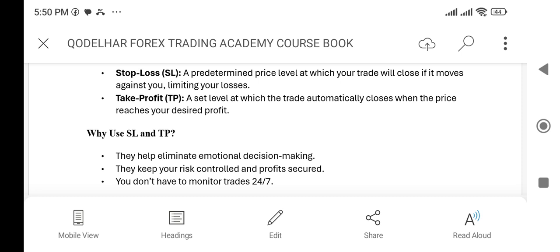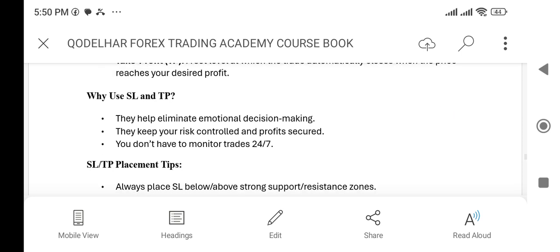You must have predetermined it too, that at this level it is likely for the market to turn back. So before the market turns back, please market, take my profit for me, let me move on. I don't want to lose anything. So that is stop. So why use stop loss and TP?